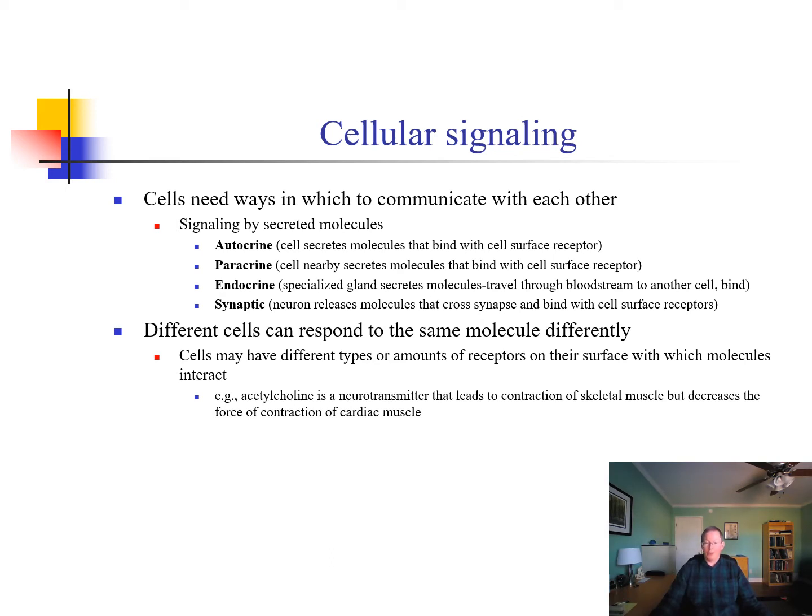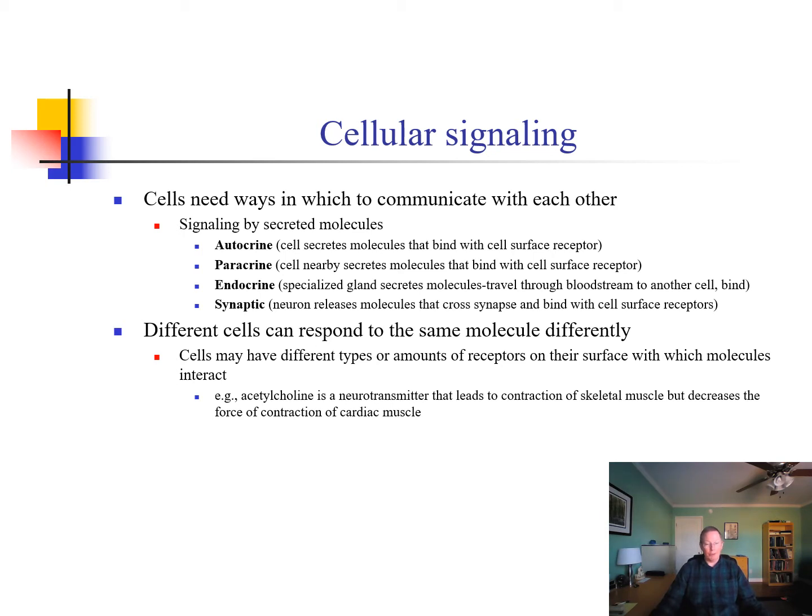Some cells, specialized cells called endocrine cells, will secrete a molecule into the bloodstream, which will then travel to another cell and bind and then affect whatever it's supposed to do. And that's an endocrine form of communication. And then another specialized form of communication is synaptic, where a neuron will release a molecule or molecules that will cross a small gap called a synapse and bind with some cell surface receptors on an adjacent cell. Could be another neuron, could be a muscle, and then that will have some further effect. And we'll talk about those different types of cellular communication throughout this Science of Medicine course.